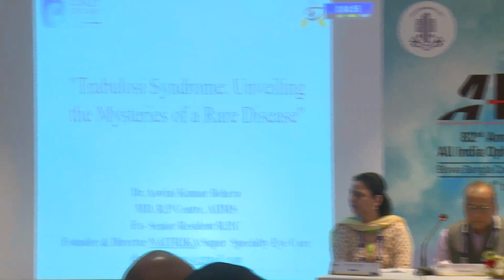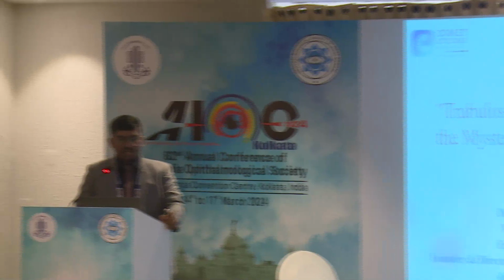I will present on a very rare disease known as Trabulosi syndrome, which I encountered. A 39-year-old male presented with a chief complaint of diminution of vision in the right eye. He complained of low vision for the last few years and of outward deviation. This is the main complaint.